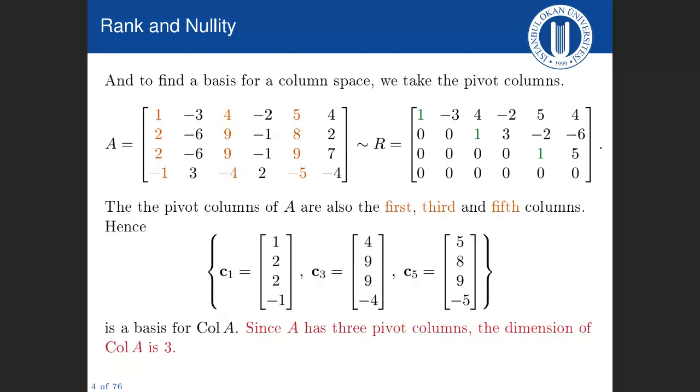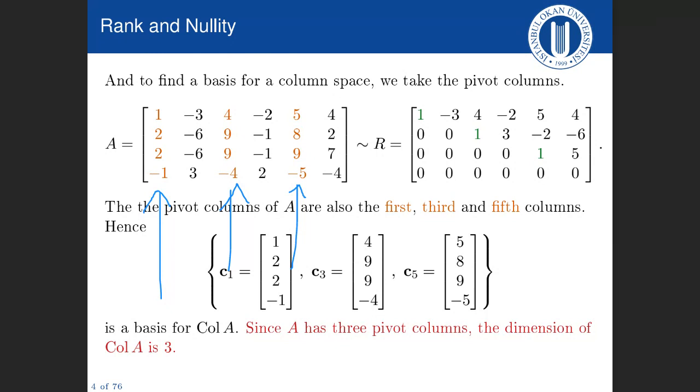And let me also remind you that if we want to find a basis for the column space of A, then we take the pivot columns. R has a pivot in the first, third, and fifth columns. So we go back to looking at A and we take the first, third, and fifth columns. This gives us a basis for the column space of A.